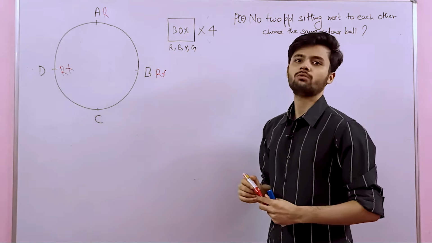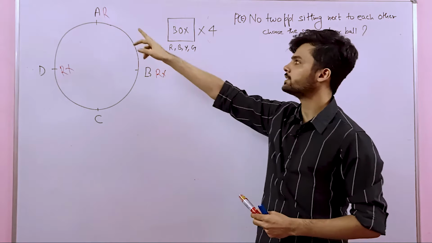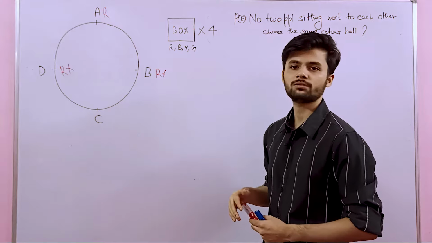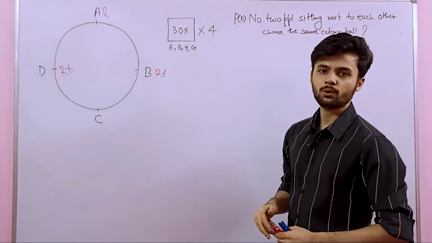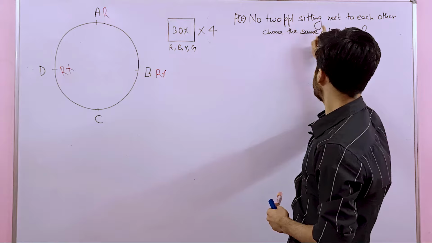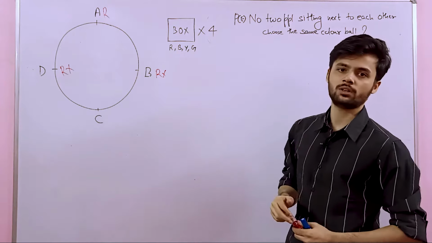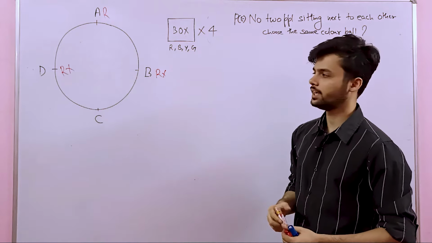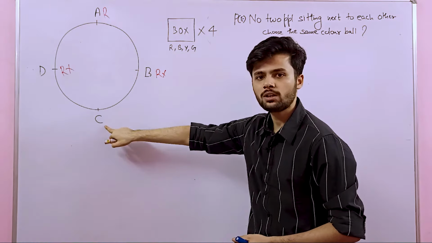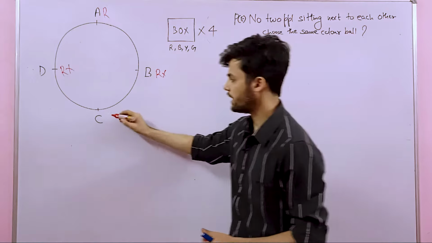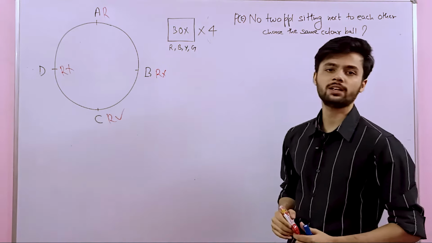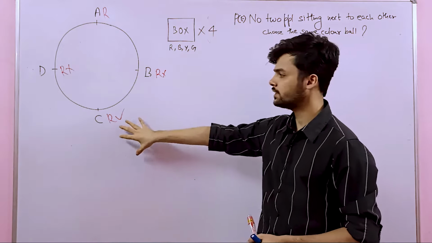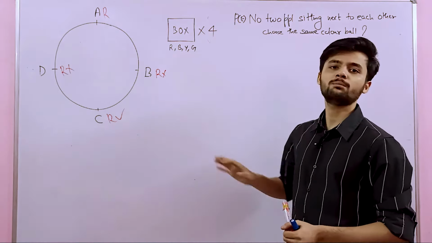choose a red ball. Why? Because B and D are sitting just next to A. So B and D, being the neighbors of A, cannot select a red ball, right? No two people sitting next to each other choose the same colored ball. It has been given in the question. So this is what the question means, right? Can C choose the red colored ball? The answer is yes, C can choose a red colored ball. Why? Because C is not the neighbor of A. C has the freedom to choose any colored ball, right?